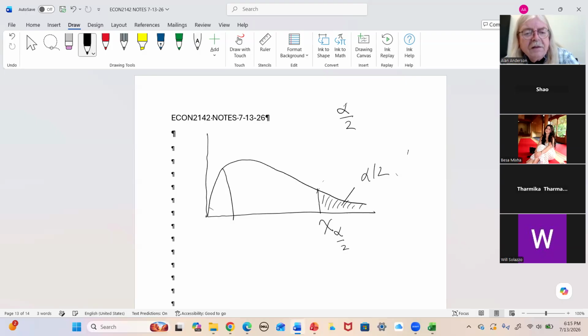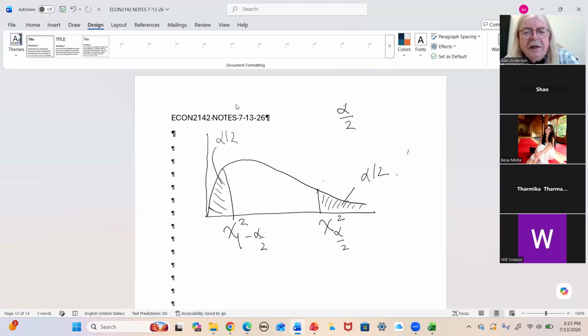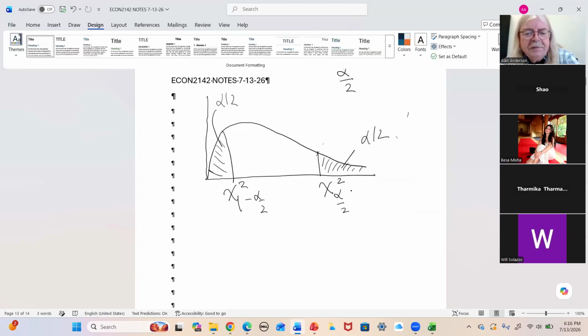Now this left tail area is also alpha over 2, but we don't label it like that. We're looking at the right tail. So therefore, it's going to be 1 minus alpha over 2, because that means everything to the right of that is 1 minus alpha over 2. Now, here they gave us a 5% alpha, and the sample size was 20.